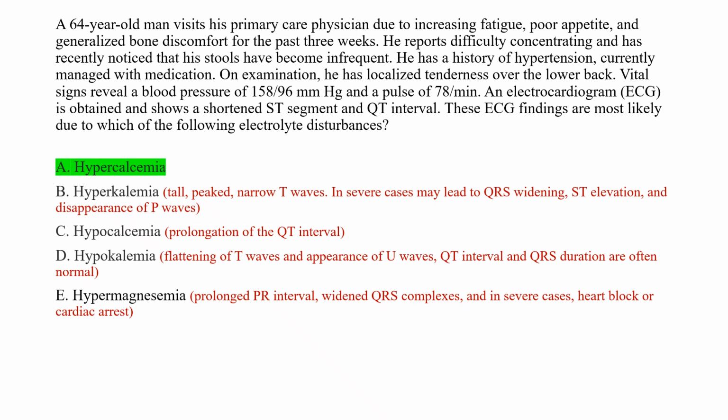Option D is incorrect because hypokalemia leads to flattening of the T waves and appearance of U waves. The QT interval and the QRS duration are often normal. And option E is incorrect because hypermagnesemia can cause ECG changes such as prolonged PR interval, widened QRS complexes, and in severe cases, heart block or cardiac arrest. However, it does not typically cause a shortened QT interval.